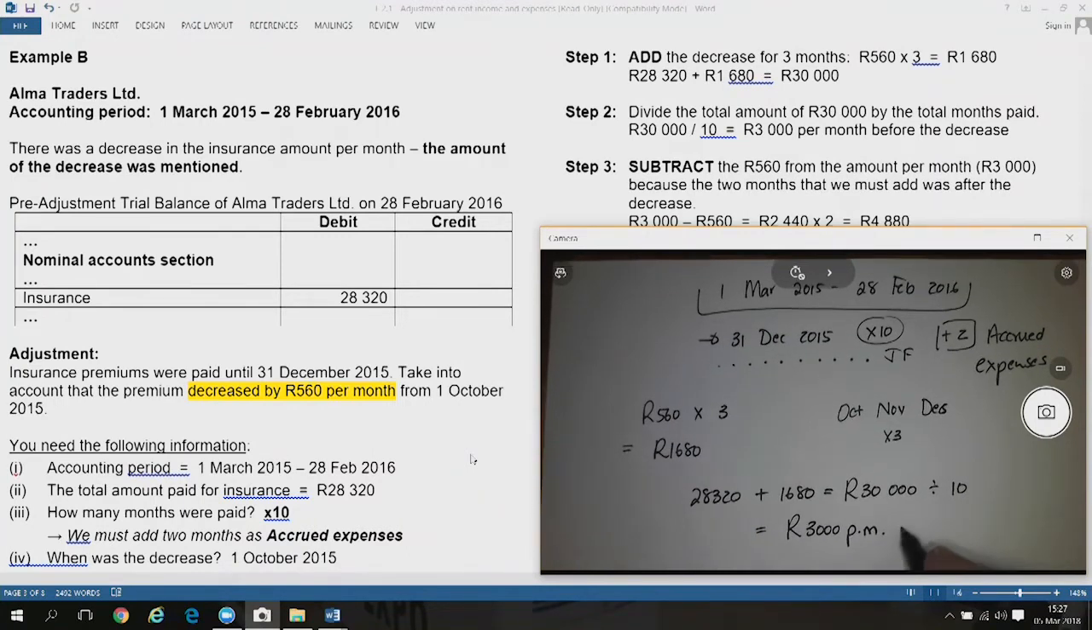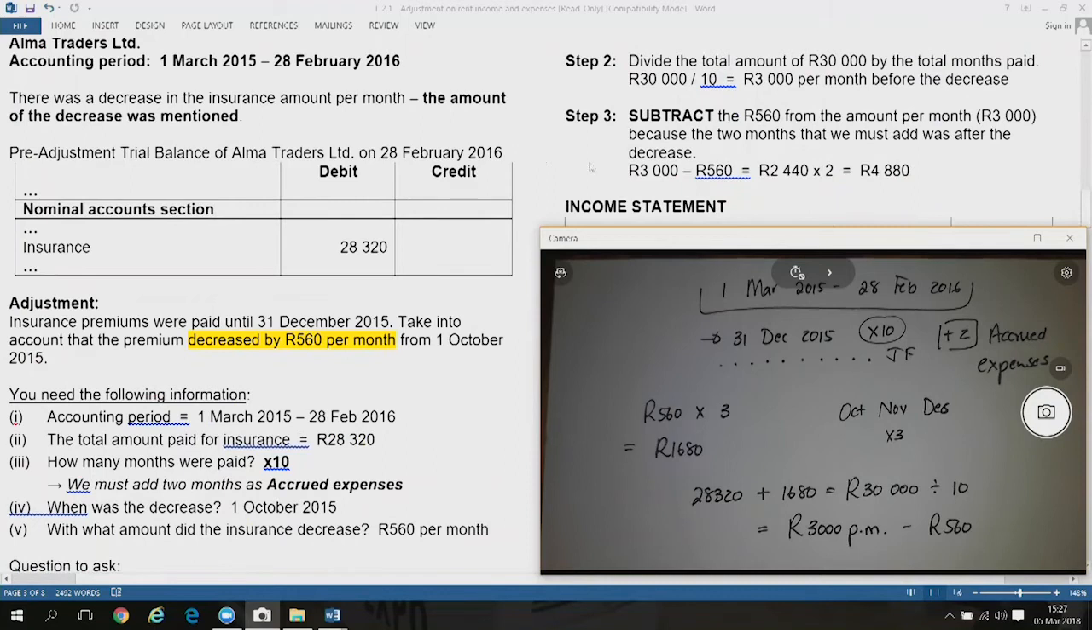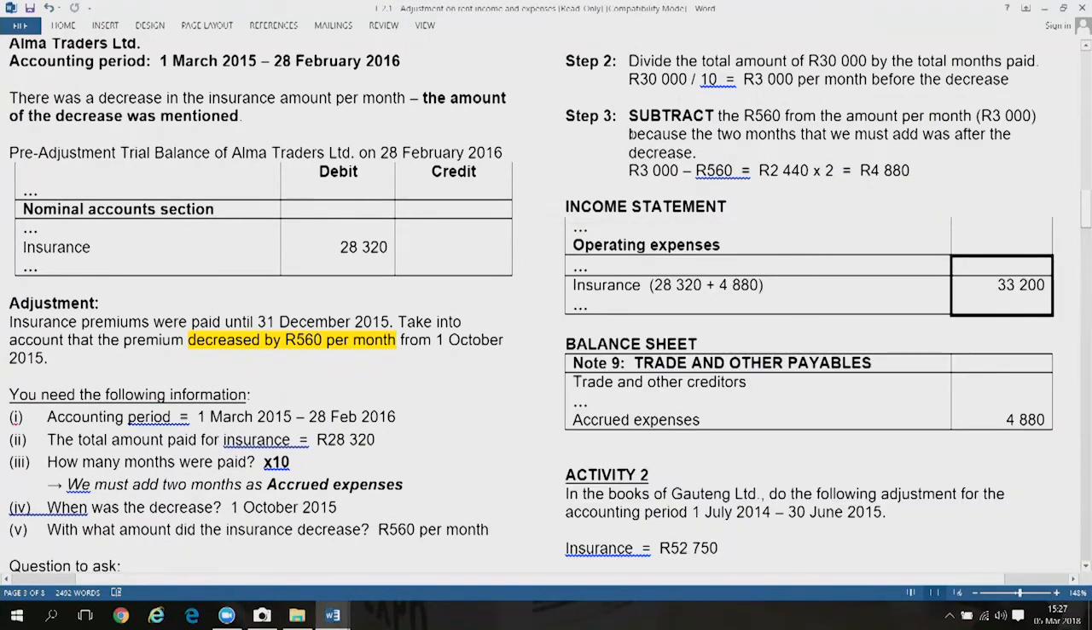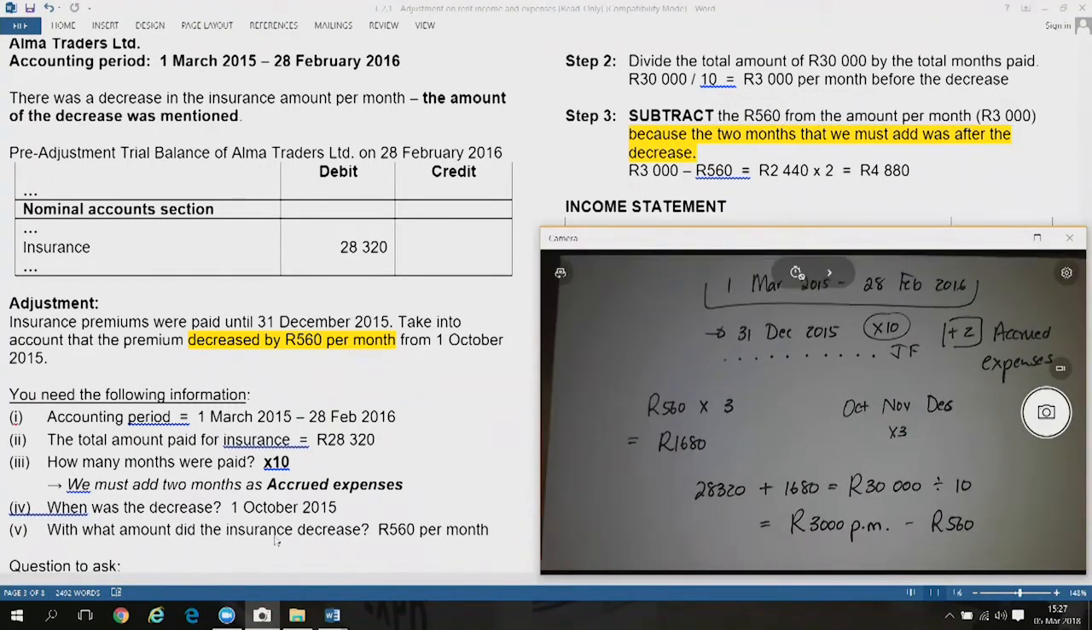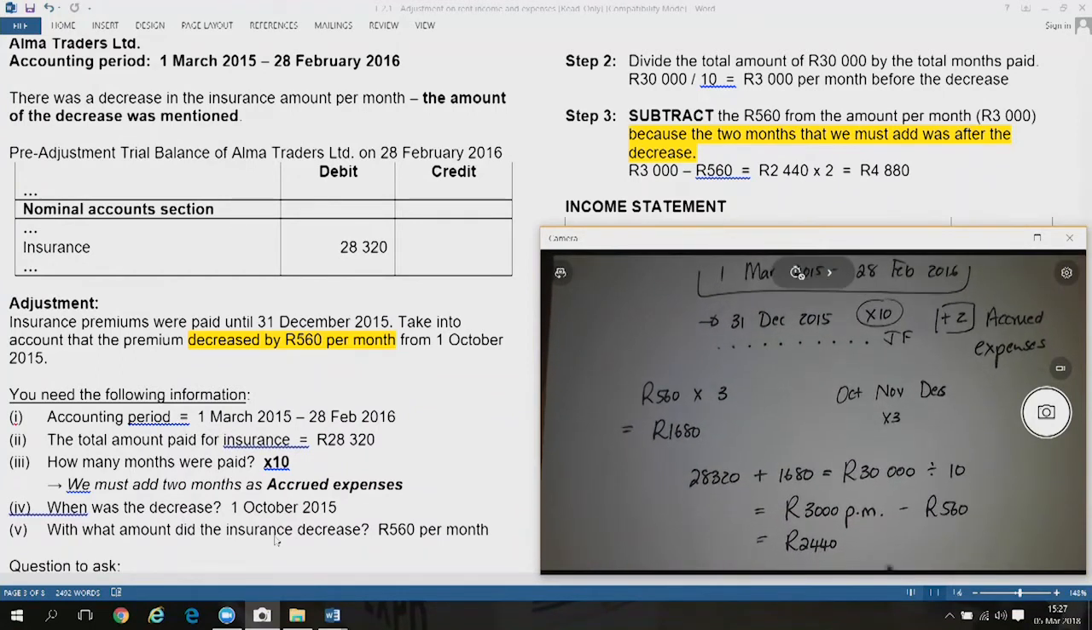Then you minus the 560, remember? It said there, subtract the 560 from the amount per month, because the 2 months that we must add was after the decrease. So you minus the 560, that gives you 2,440. Then you times it by 2, remember 2 months was accrued, that gives you 4,880, and those are the 2 months that you are going to add to your insurance.